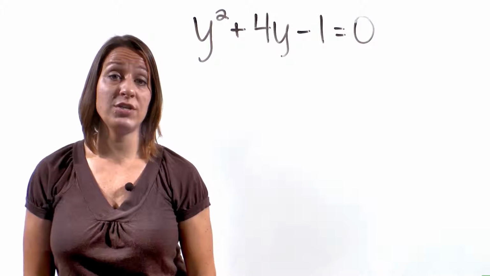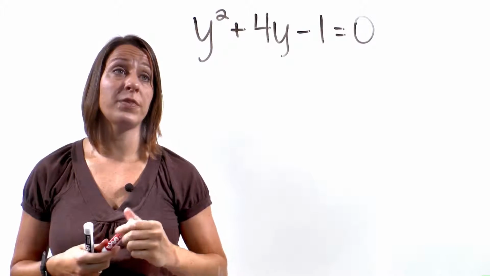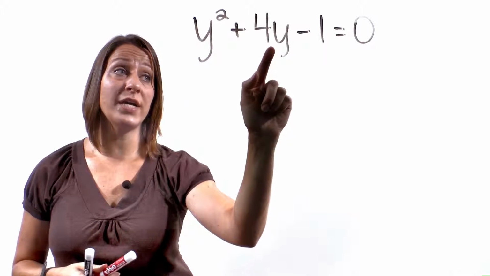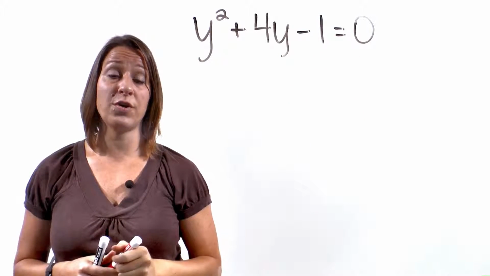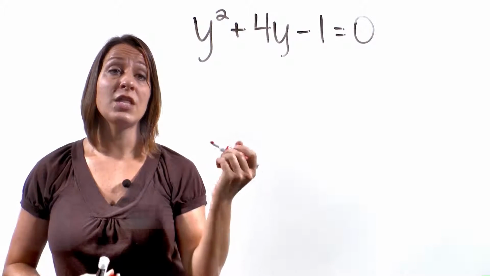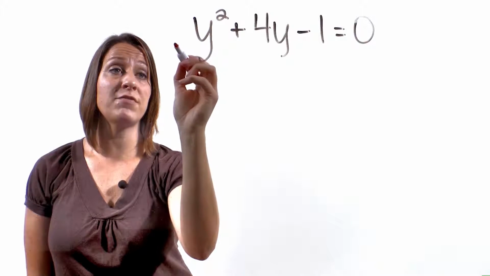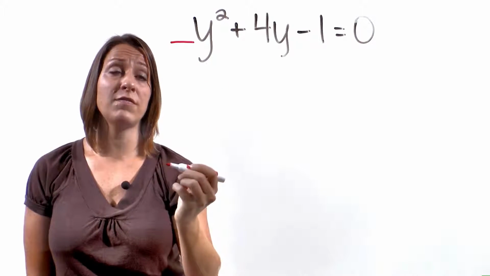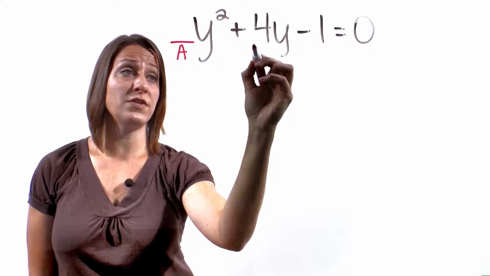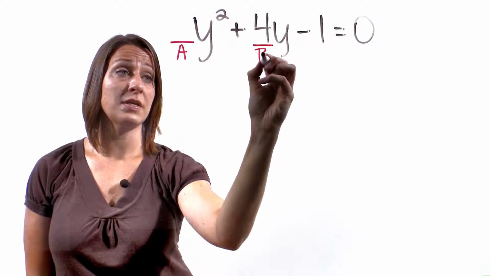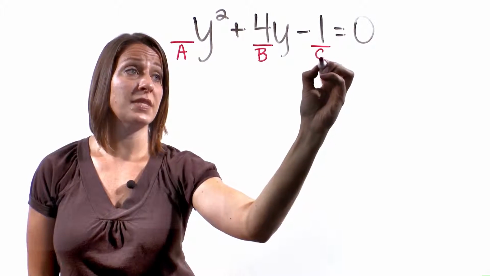When a quadratic equation is in standard form, it's in descending order: the y squared, then the y term, then the constant, equal to 0. This is the standard form for a quadratic. The coefficients of each of those terms correspond to a letter. The coefficient of the first term is A. The coefficient of the second term is B. And the coefficient of the third term is C.